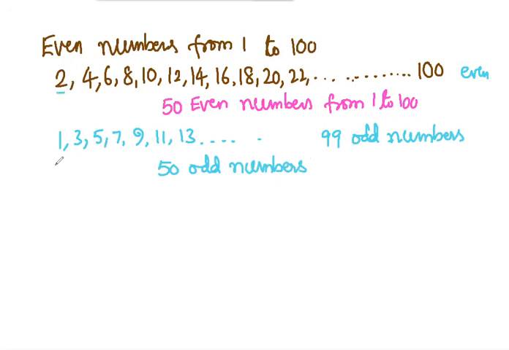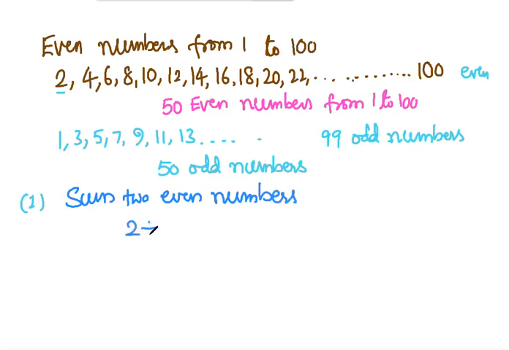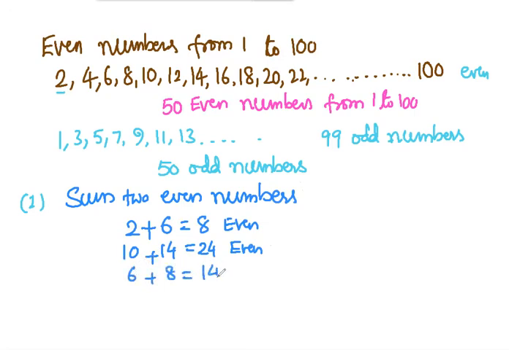Next, what is the sum of two even numbers? Let us take any two even numbers, 2 comma 6. Let us add them, we get 8. Again we got an even number. I will take one more example, 10 and 14. 10 plus 14 is equal to 24, also an even number. If we add any two even numbers, we get an even number only. So the sum of two even numbers is an even number.